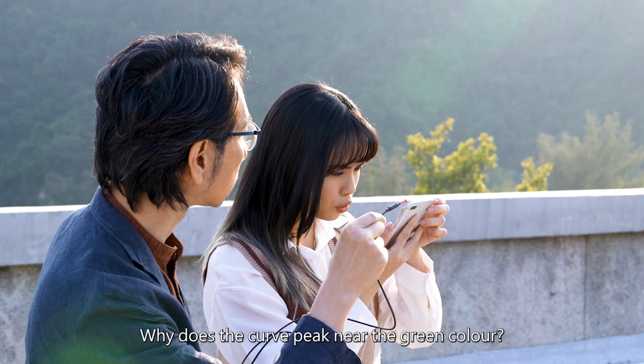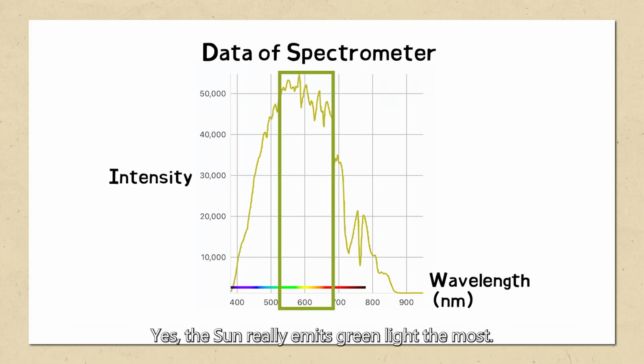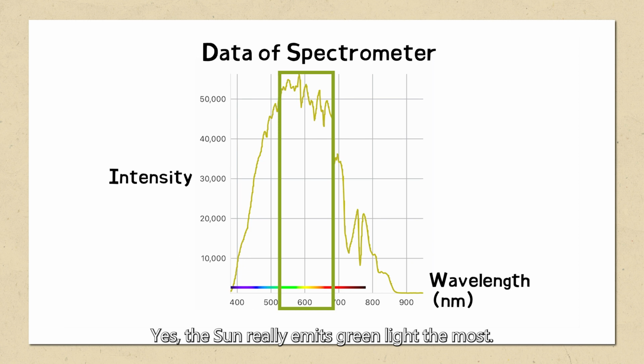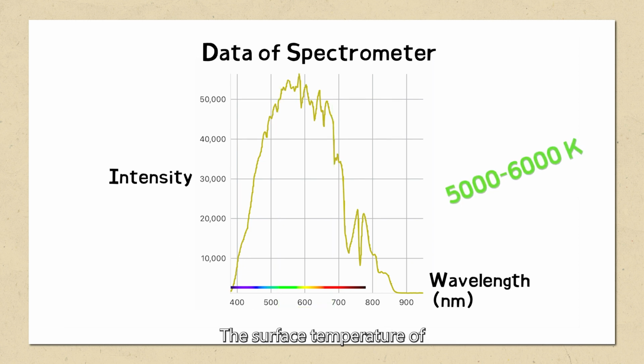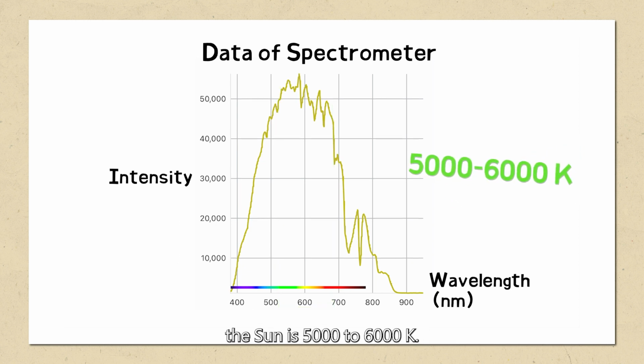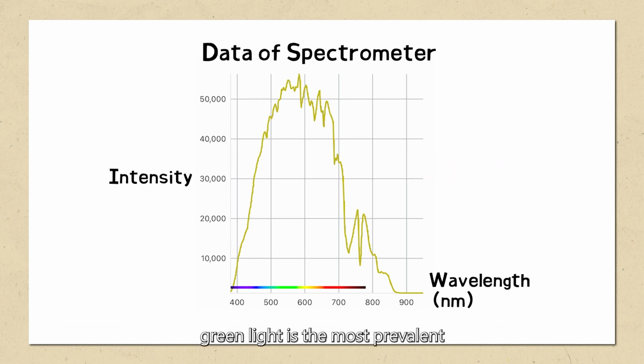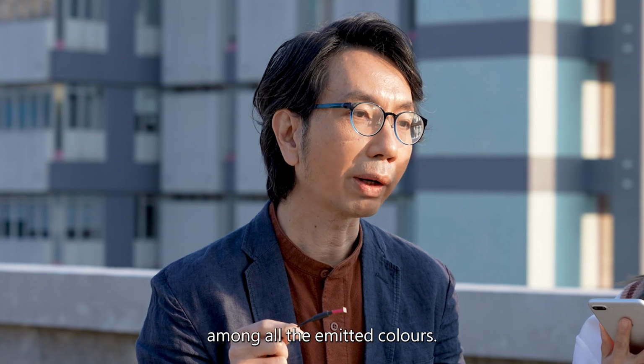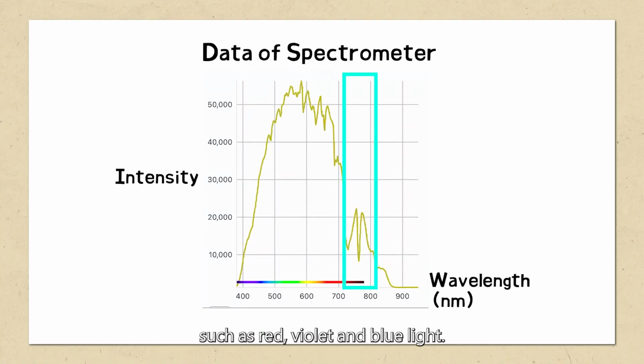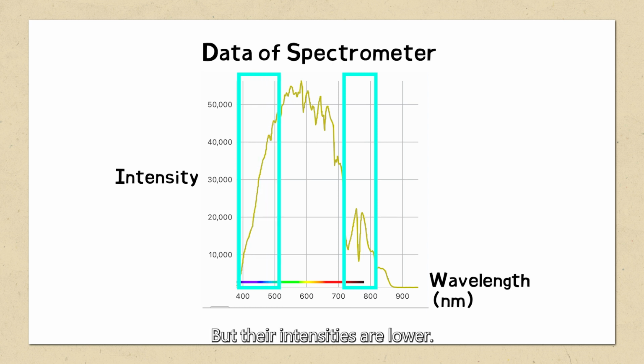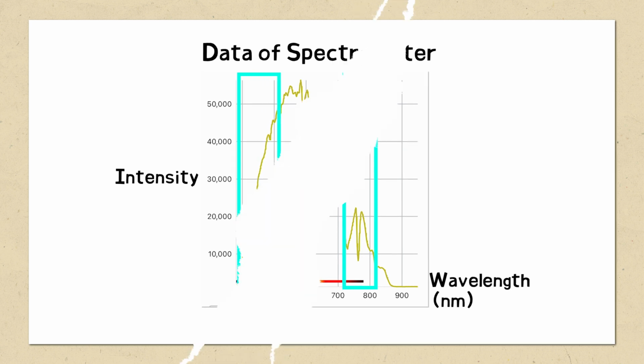Why does the curve peak near the green colour? Yes, the sun really emits green light the most. The surface temperature of the sun is 5,000 to 6,000 Kelvin. At this temperature, green light is the most prevalent among all the emitted colors. There exist other colors for sure, such as red, violet, and blue light, but their intensities are lower.